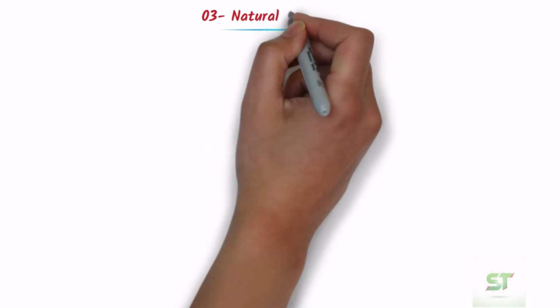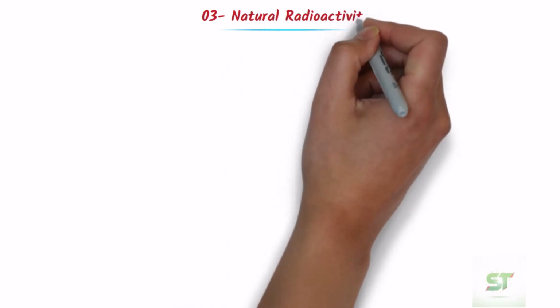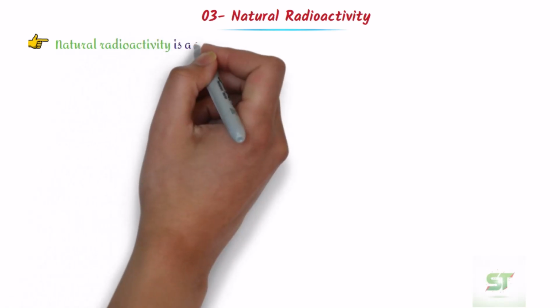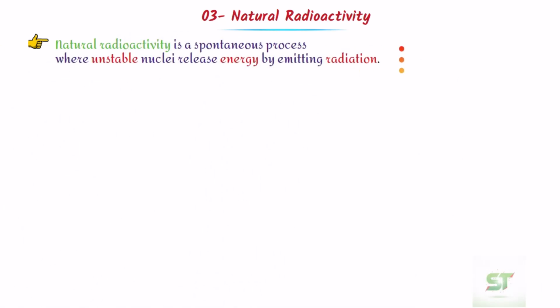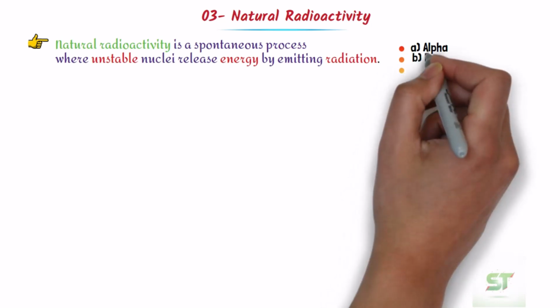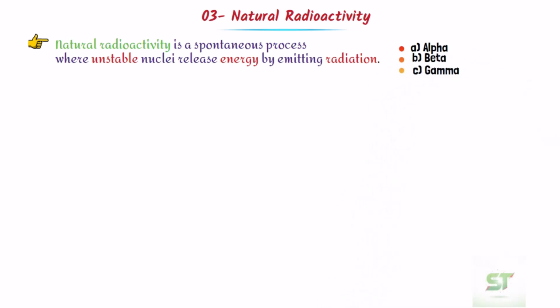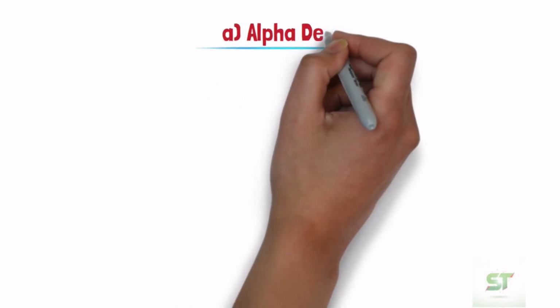Next, we will talk about natural radioactivity. Natural radioactivity is a spontaneous process where unstable nuclei release energy by emitting radiation. There are three main types: alpha, beta, and gamma radiation. We begin with alpha decay.